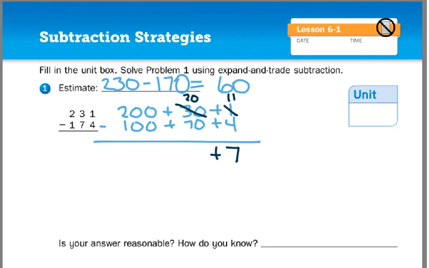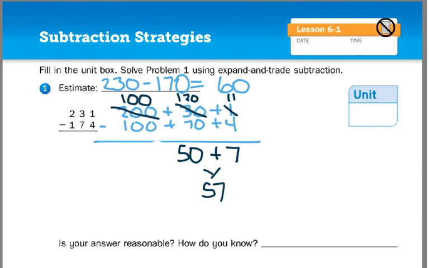Okay, now let's go to the tens column and subtract there. We can't take 70 from 20, so we're going to go to the hundreds column and borrow 100. So 100 is left in the hundreds column. We're going to take that 100 and add it to the 20 here. So 100 plus 20 is 120. 120 minus 70 is 50. And now we have the hundreds. 100 minus 100 is just 0, so we don't really need this plus sign there, so I'm going to erase it. Now we're left with 50 plus 7, which gives us 57.